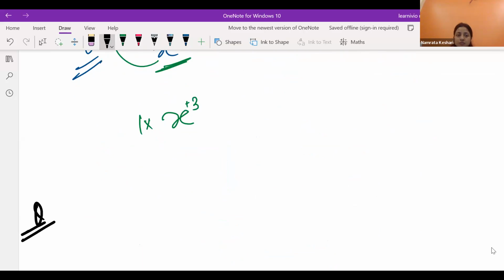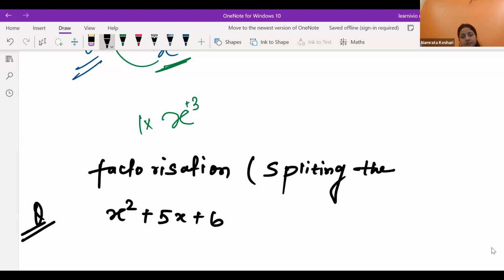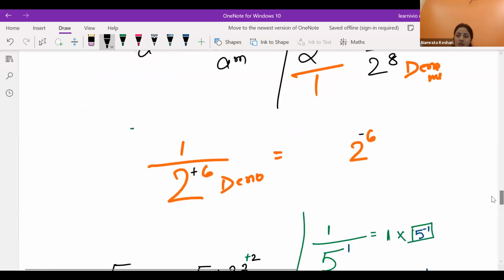Having one polynomial, which is x square plus 5x plus 6. And we are going to discuss how to split the middle term. We are going to see how to do the factorization basically by splitting the middle term. That's what we are going to discuss. Let's start with the discussion.